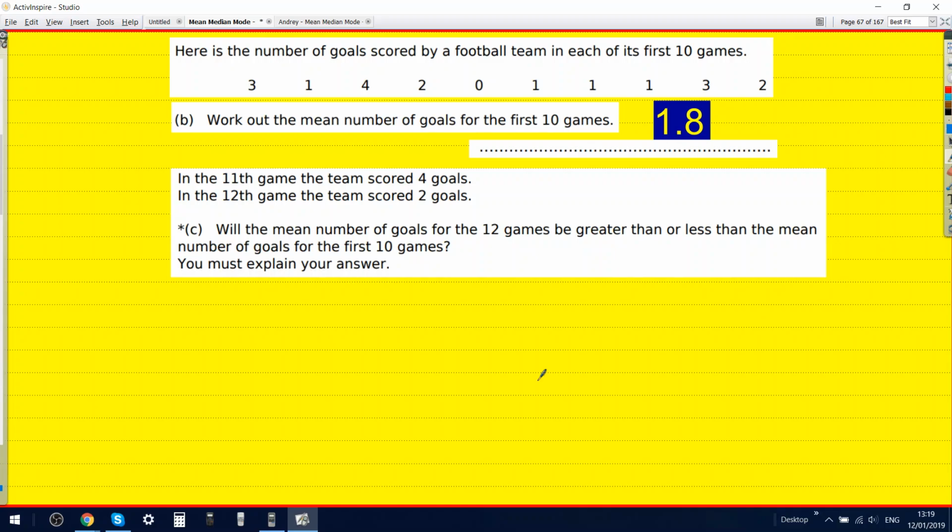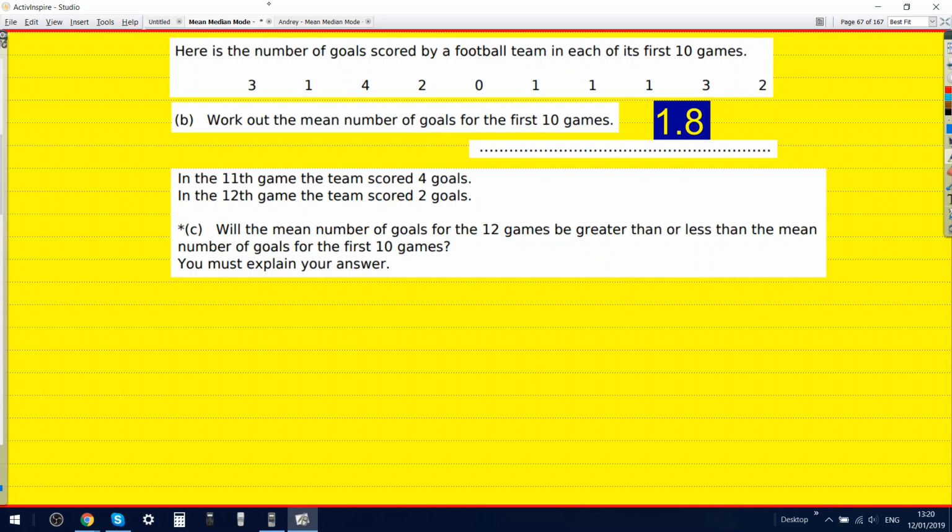Okay, read this. What do you think? In the 11th game, the team scored 4 goals. In the 12th game, the team scored 2 goals. Will the mean number of goals for the 12 games be greater than or less than the mean number of goals for the first 10 games? So the mean number of goals will be greater or less. Yes, it will be greater because there's more games. Not because there's more games.